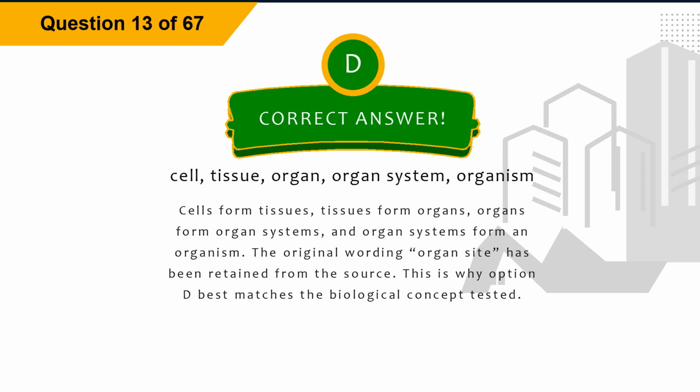Explanation. Cells form tissues, tissues form organs, organs form organ systems, and organ systems form an organism. The original wording organ site has been retained from the source. This is why option D best matches the biological concept tested.